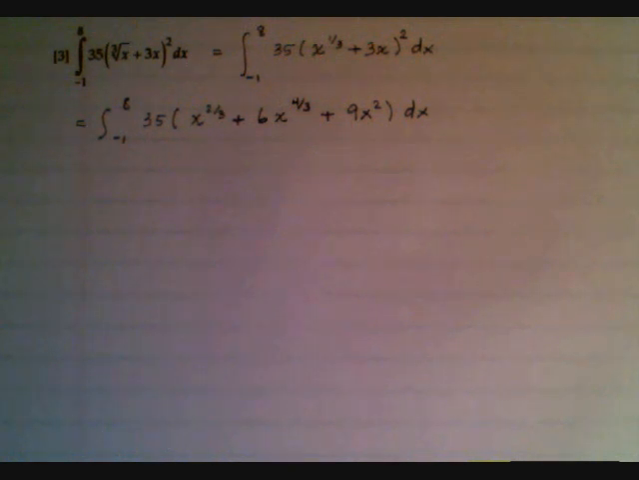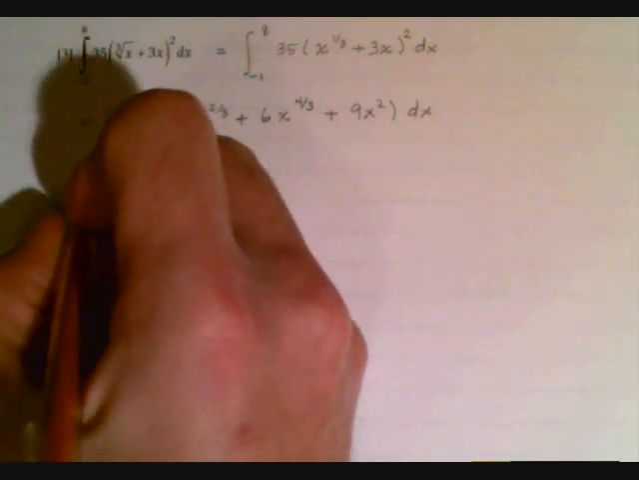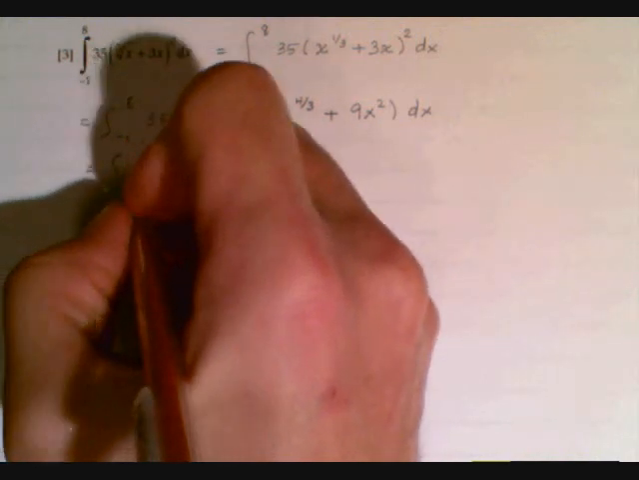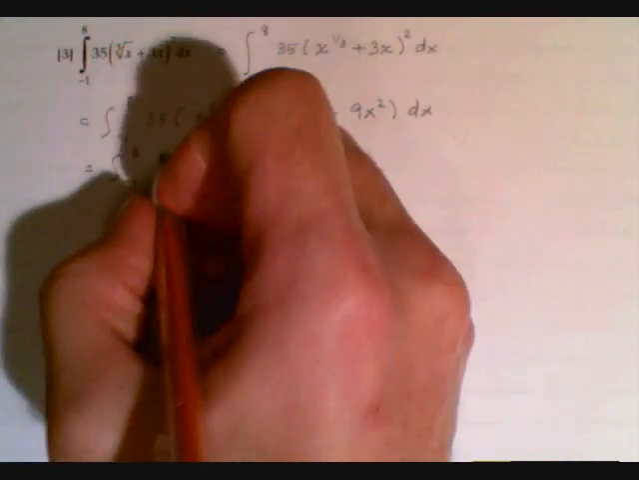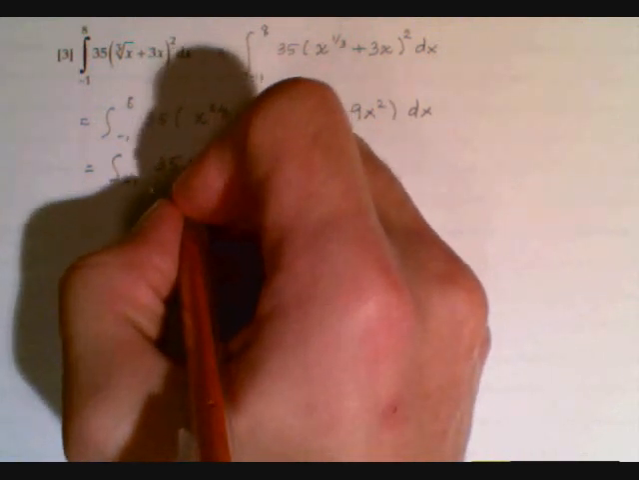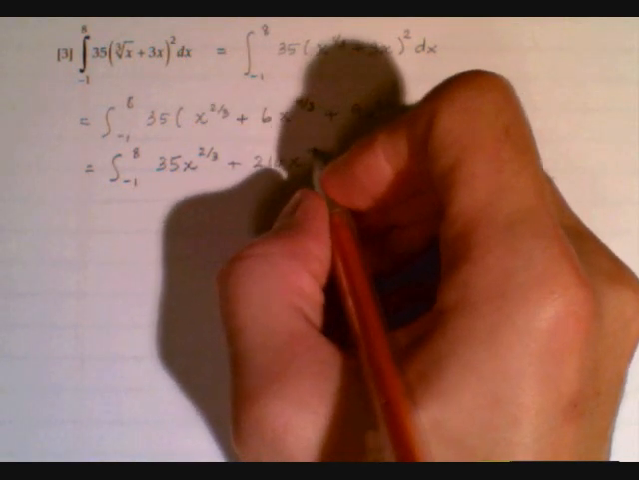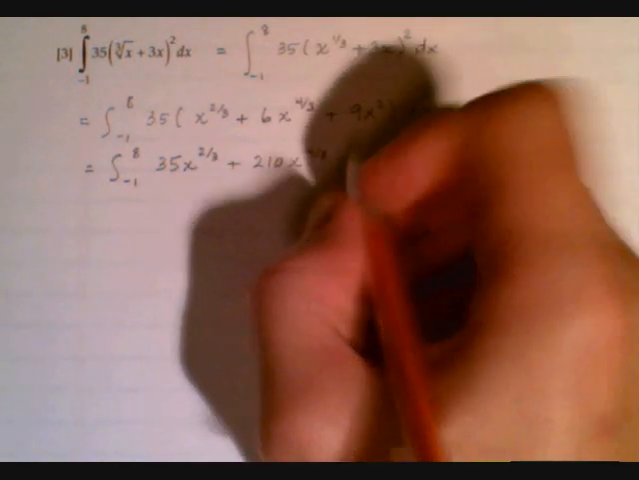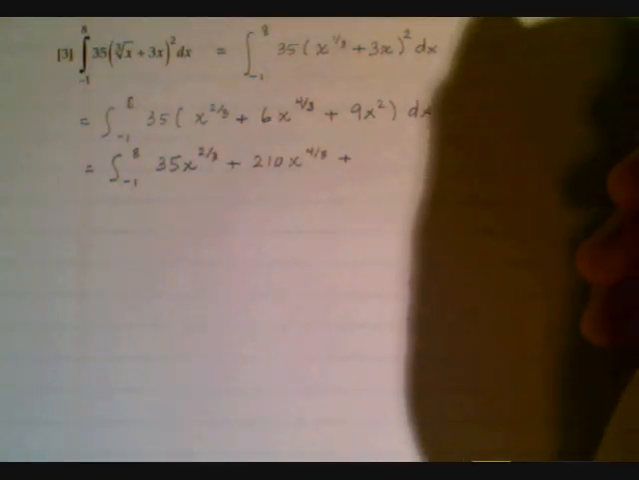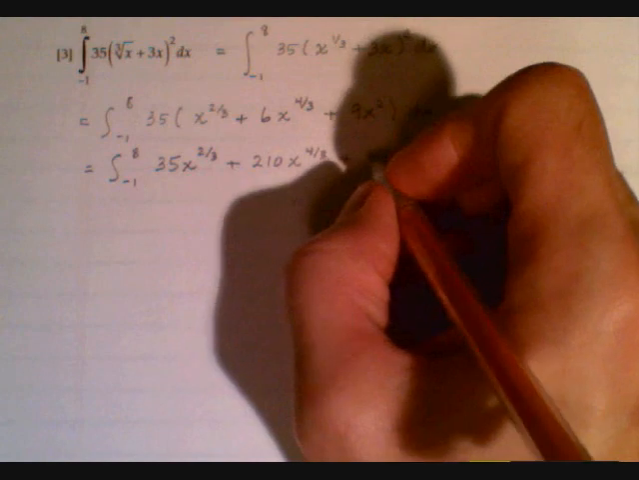and then I'm going to go ahead and distribute the 35. I'm thinking that it might be a good idea to do that, although it is optional, of course. And here's what I get. I get the integral from -1 to 8 of 35x to the 2/3 plus 35 times 6 is 210 x to the 4/3. Ooh, nasty coefficients. Well, they're not nasty, they're integers, but they're kind of big. 9 times 35 is 315.